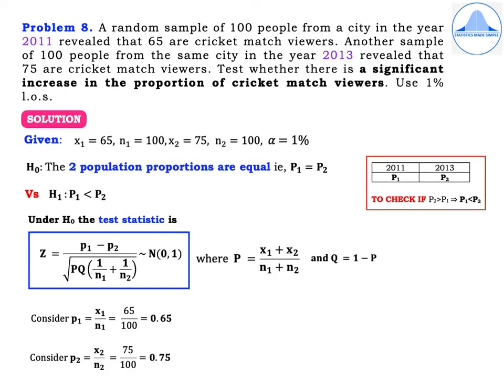Problem 8. A random sample of 100 people from a city in the year 2011 revealed that 65 are cricket match viewers. Another sample of 100 people from the same city in the year 2013 revealed that 75 are cricket match viewers. Test whether there is a significant increase in the proportion of cricket match viewers at 1% level of significance. So the word proportion is present and we have 2 years, that is 2011 and 2013. So it is test for equality of proportions.